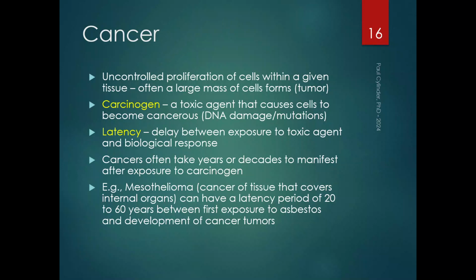The mutation happens within cells within that tissue in which the control of cell division ceases and the cells start to divide very rapidly, forming a mass we call a tumor, or a cancerous or malignant tumor. And that's what a cancer is. A carcinogen is a toxic agent that causes cells to become cancerous through DNA damage, through mutations to the DNA. And different cancers are given different names depending on the tissue or the organ in which they originated.